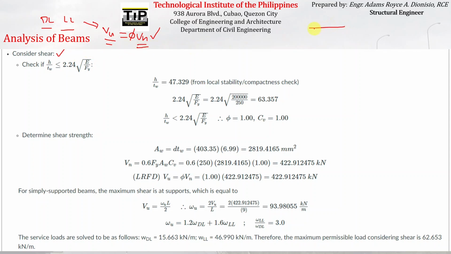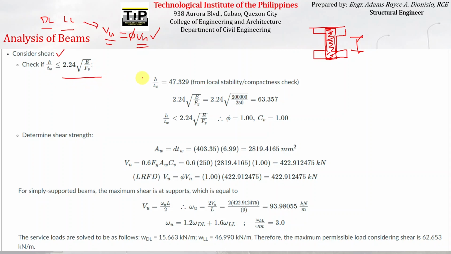Okay, if you can remember what I have said a while ago, if this is the I beam, most of the shear stresses are actually being resisted by this part of the I beam. Mostly by the web. Okay, so we have to check the capacity or the local stability first of the web to know if it is compact, non-compact, or slender. So for the local stability of the web, we have to check its corresponding width thickness ratio and compare it to this limit here.